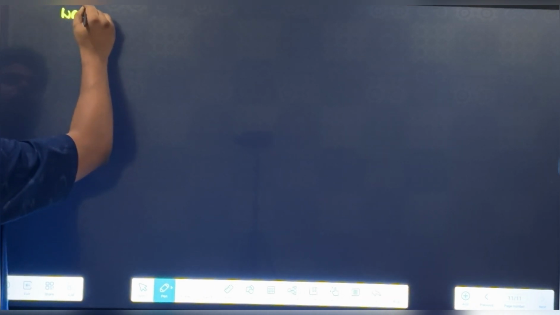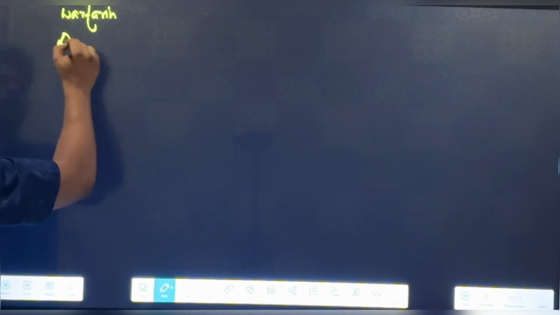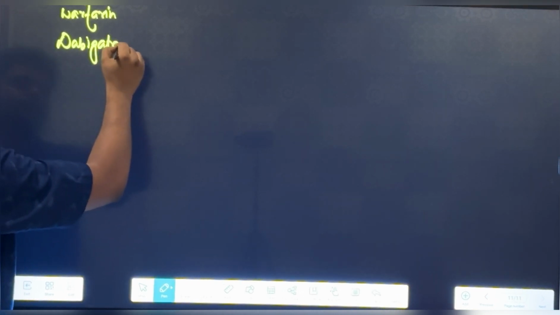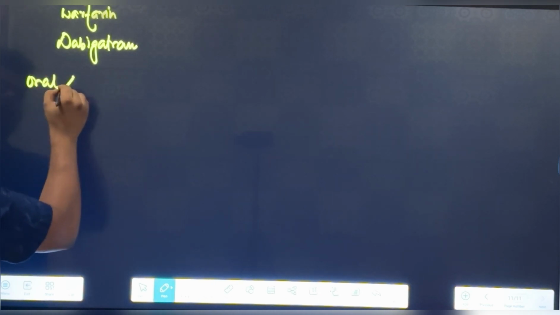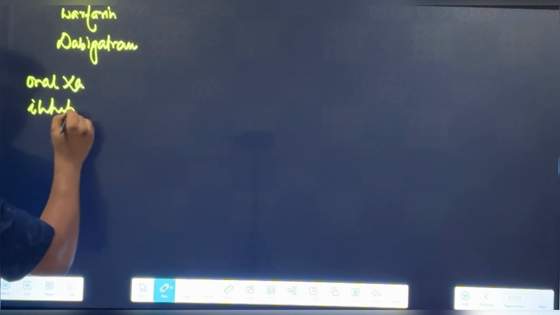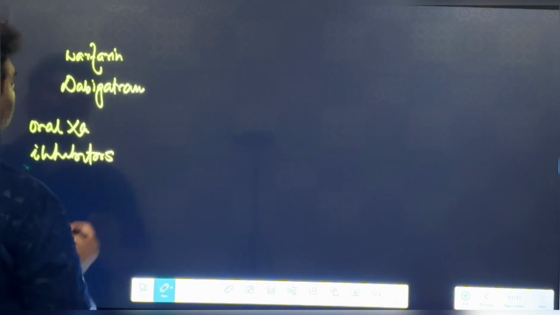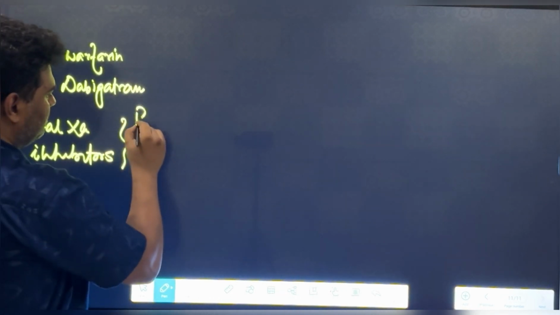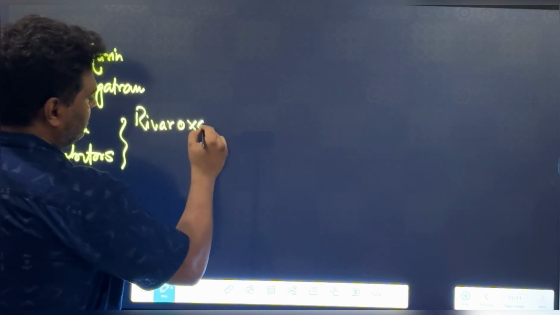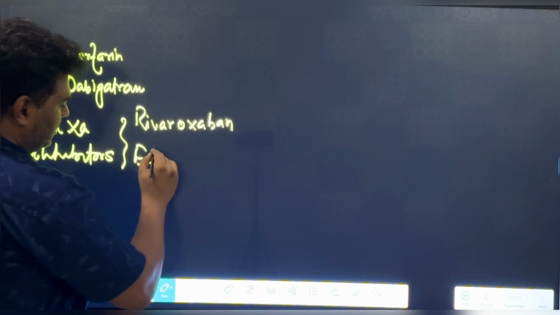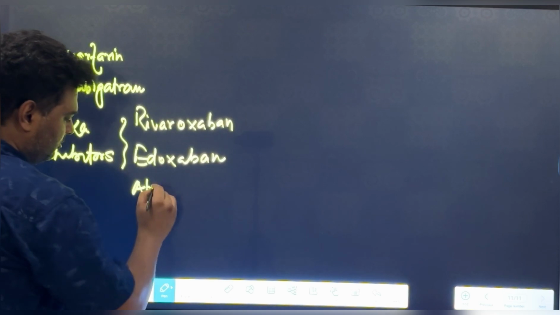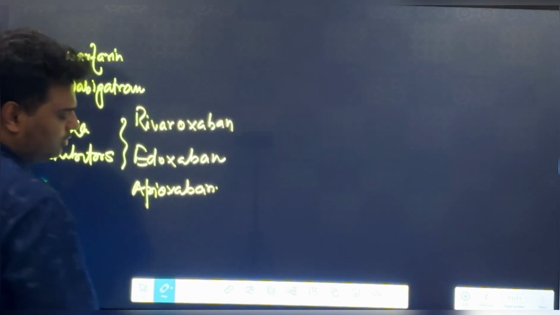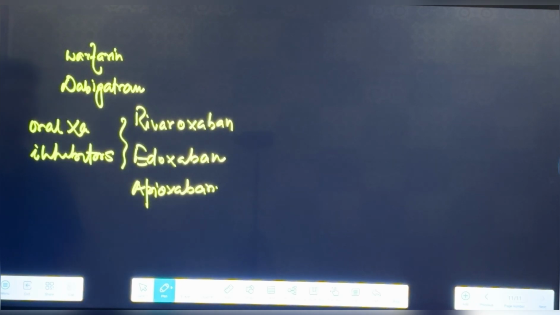Which anticoagulant can you give? We can give warfarin, you can give dabigatran, and then you can give oral Xa inhibitors like rivaroxaban, edoxaban, and apixaban. Okay, so we will start from dabigatran.